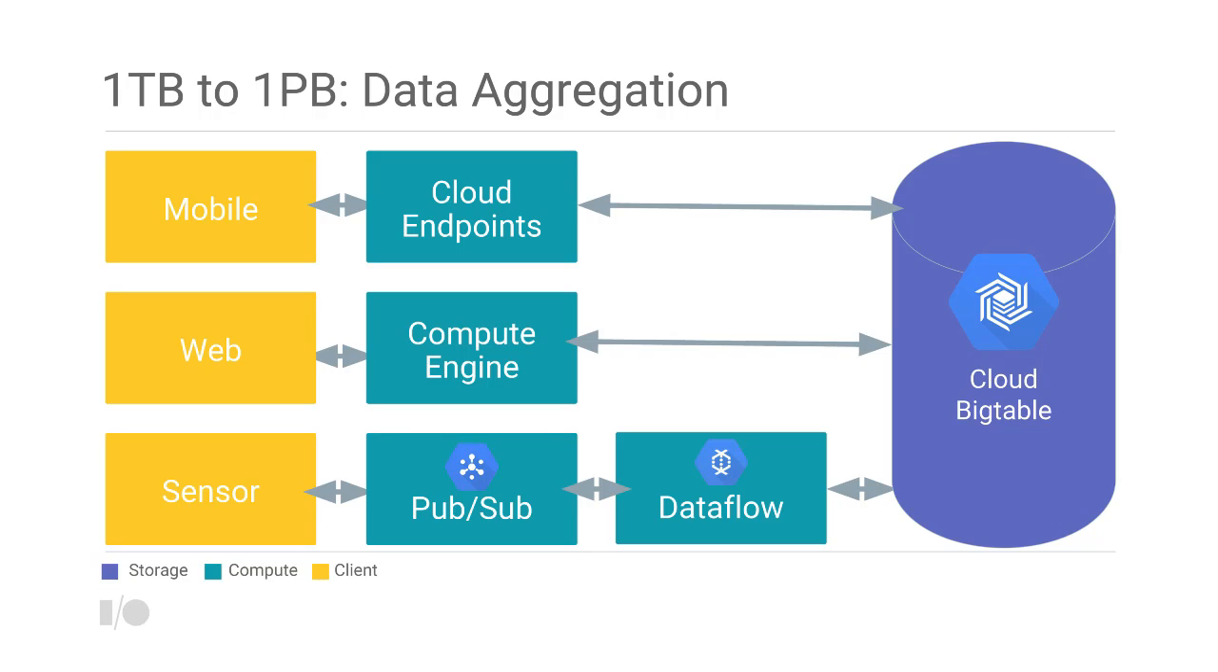So now we start to get into some interesting areas. Now we're going past a terabyte of data, and areas where we start to see large amounts of data is really in the data aggregation space. There's a number of different ways that you might be collecting data. You might have a mobile client application, which is speaking back to Cloud Endpoints. Cloud Endpoints is our hosted API endpoints that allows you to offload all the management of your API to Google managed services. And then the data that's coming in from those endpoints could be written into Cloud Bigtable, which we talked about earlier.